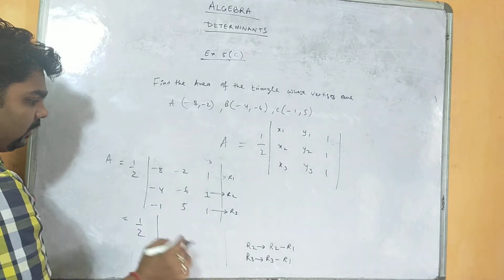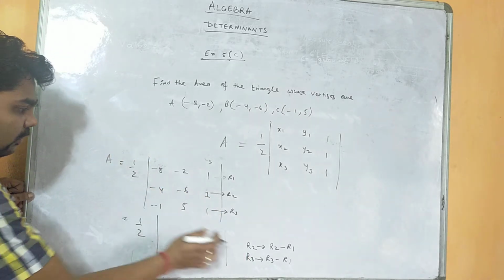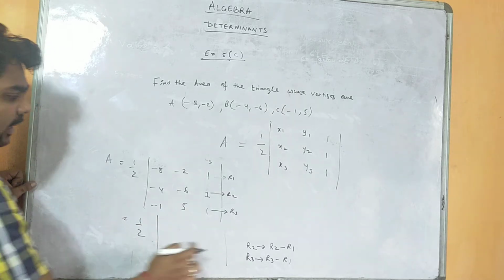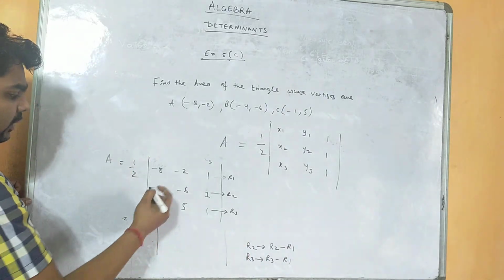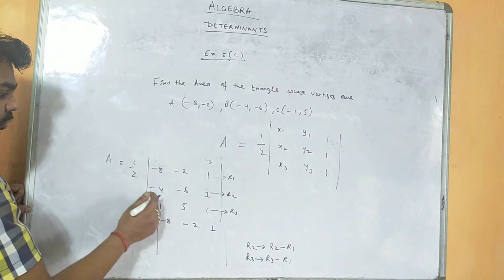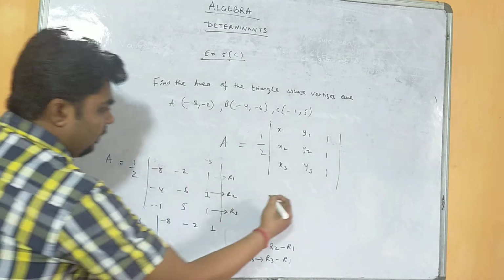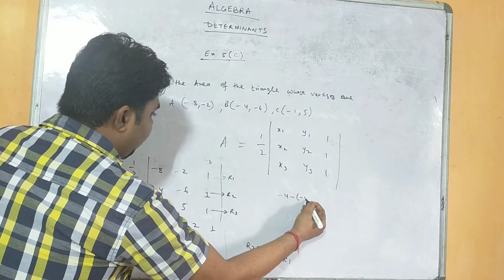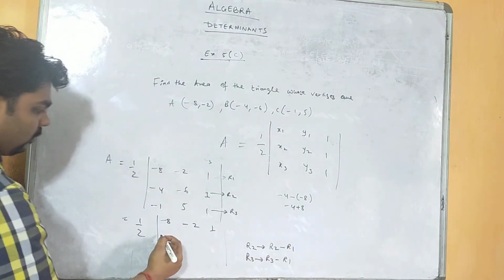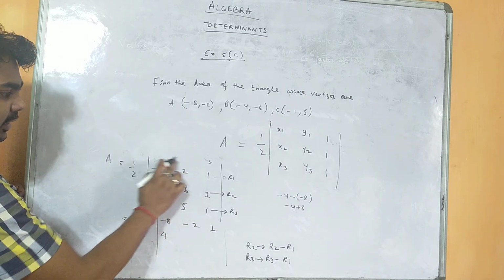So this operation we have to apply to each and every element of row 2, and of row 3. I have not made any changes in row 1, so row 1 will be written as it is. Now row 2 minus row 1: minus 4 minus of minus 8. So minus 4 plus 8, that is 4. So this will be 4, right?